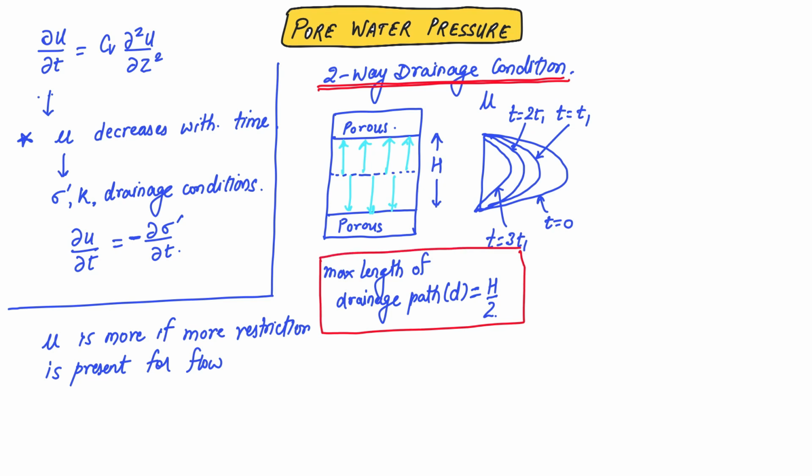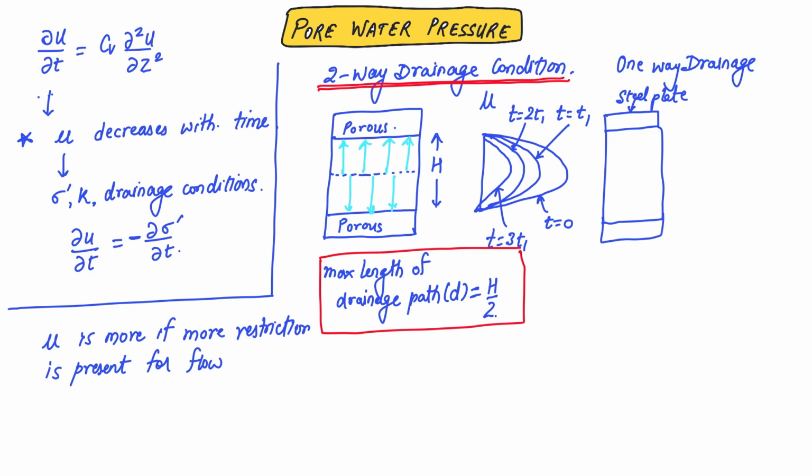Now what could be the other case? The other case will be one-way drainage. So what is one-way drainage? As the name suggests, the water is allowed to flow out of this particular soil in only one direction. That means if on one face there is a steel plate, whereas on the other face you have kept the porous stone. So what you can see here is that water is allowed to flow only in one direction, and the path of flow of water will be only in the downward direction.